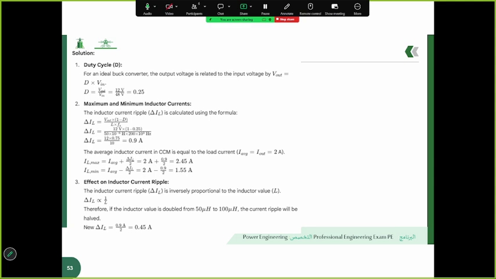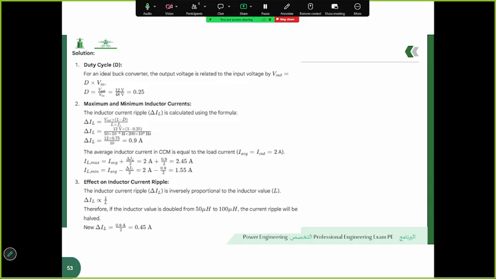Next, we calculate the inductor current ripple and the maximum and minimum inductor currents. The average inductor current equals the load current, so IL is equal to Iout is equal to 2 amps. The peak-to-peak ripple is given by delta IL is equal to Vout times 1 minus D over L fs, which gives 0.9 amps. From this, the maximum and minimum inductor currents can be calculated based on this equation. Since the minimum current remains positive, the converter is confirmed to be operating in CCM.